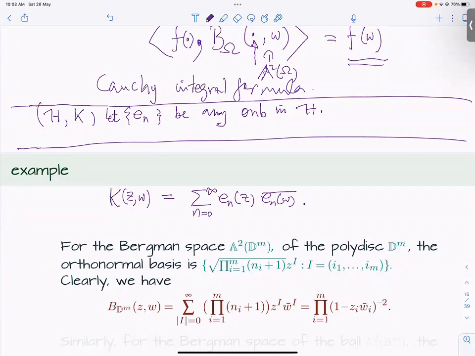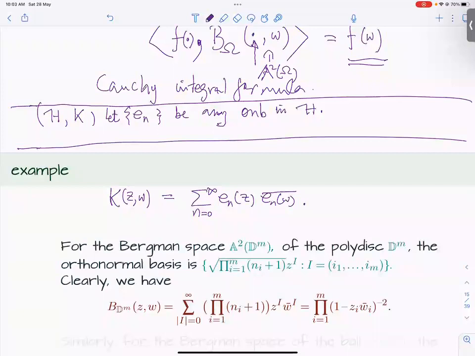This is an element in the Hilbert space. In other words, if you fix w, then this sum, the sum of e_n(z) e_n(w) bar, for every fixed w is an element in the Hilbert space. So the convergence is a convergence in the Hilbert space, but there is more. It actually converges as a complex function in the uniform topology on compact subsets of the domain omega.